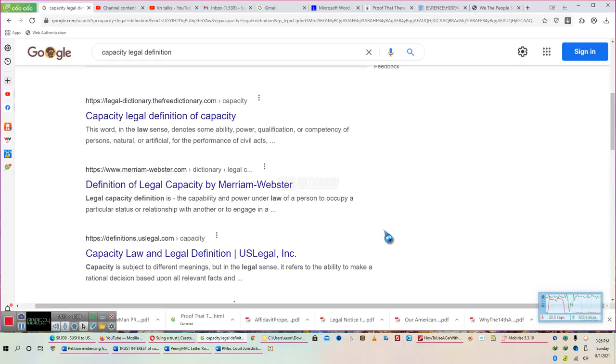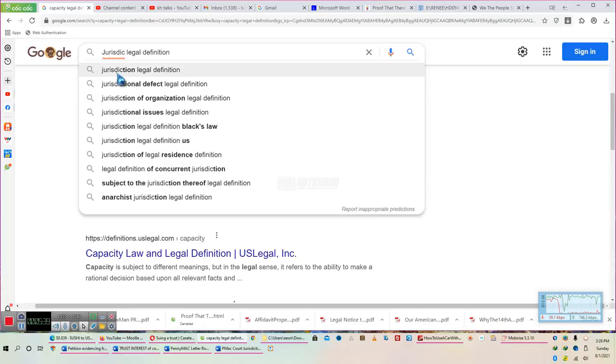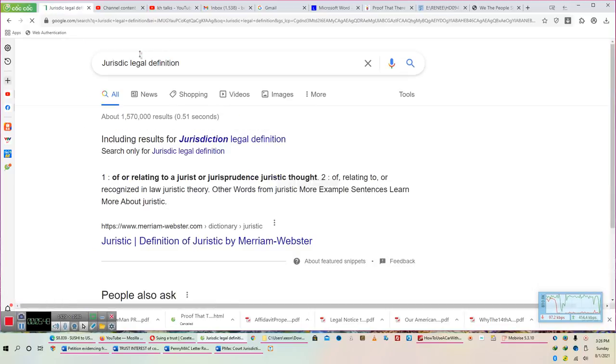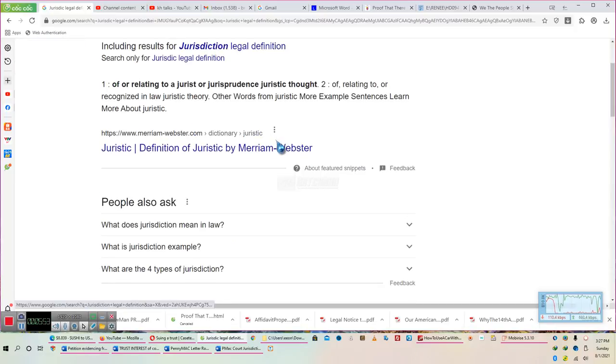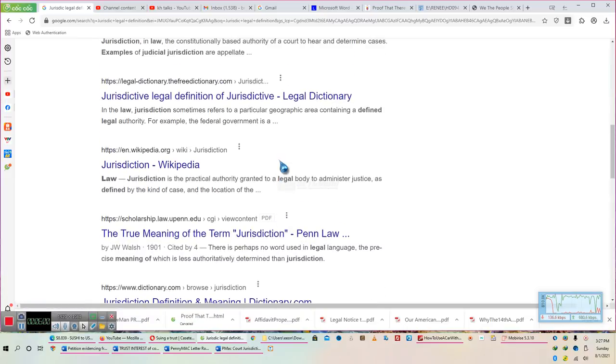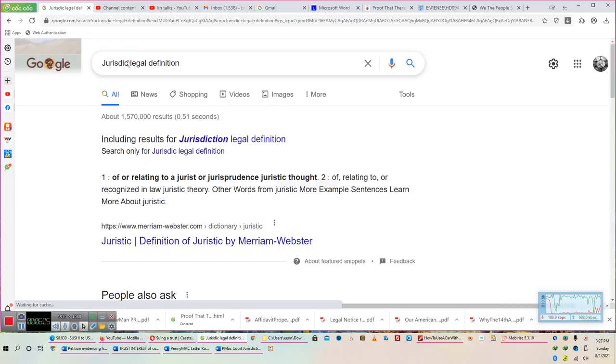Juristic person. Let's make sure I spelled that correctly. We'll get back to capacity in a second. I'm looking for the spelling, so let's make sure of it. And it's not jurisdictional. And it could be with a T. No, that's a jurist. No, I'm not looking for jurist. Give me a second. It might be a T.